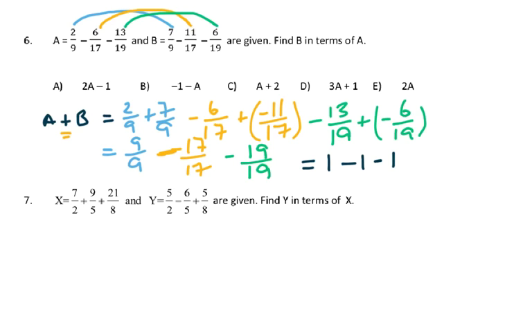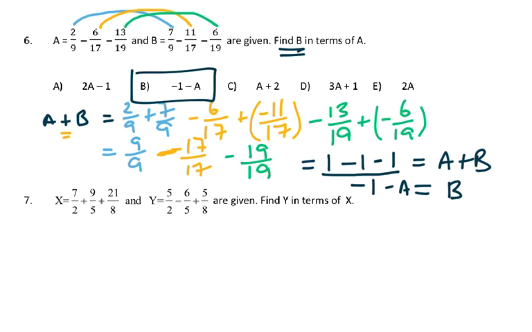So the question now, if we think back, and this remember is equal to a plus b. The question is saying find b in terms of a. So we want to make b the subject. To have b by itself here, we're going to subtract a. So all of this simplifies to minus 1, and we're subtracting a, and we can see that that's option B.